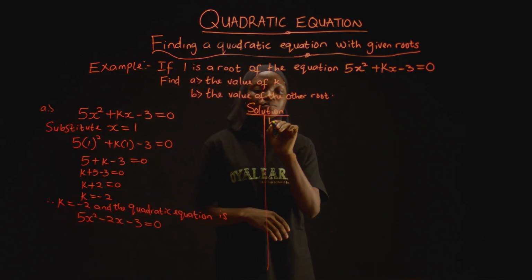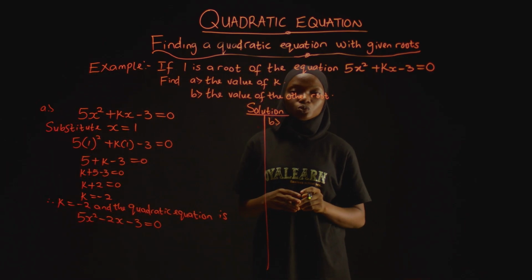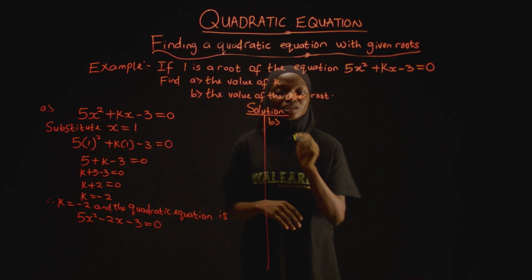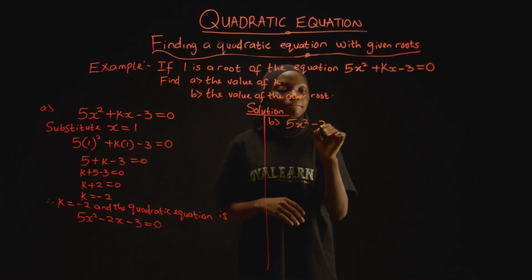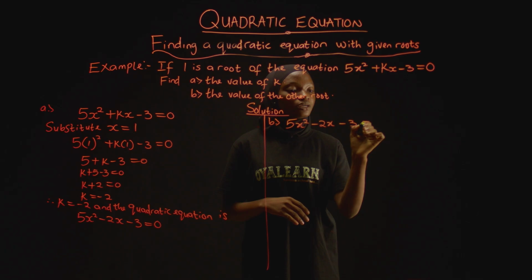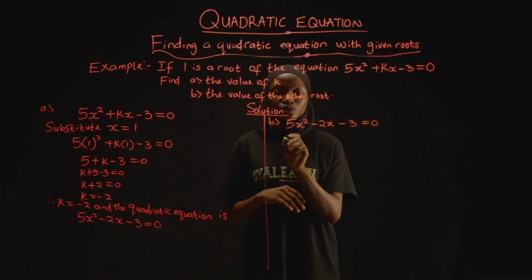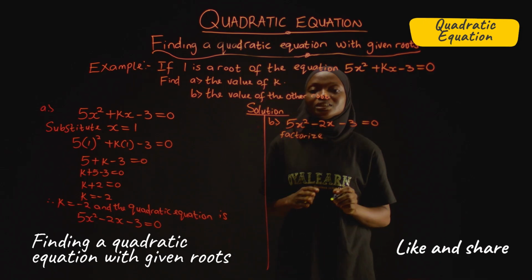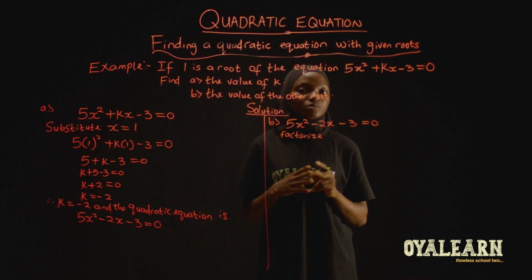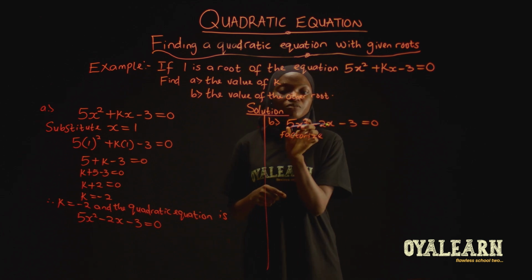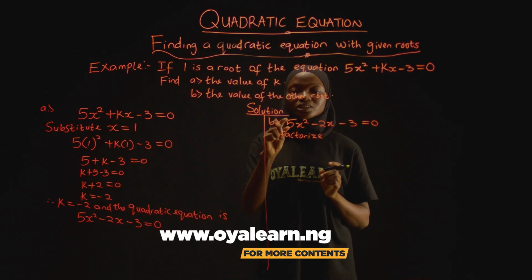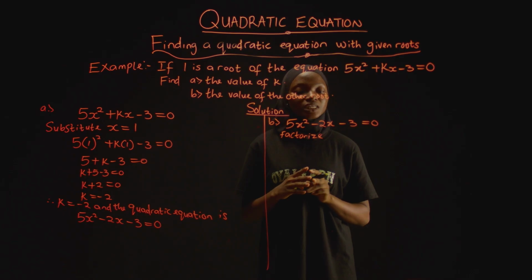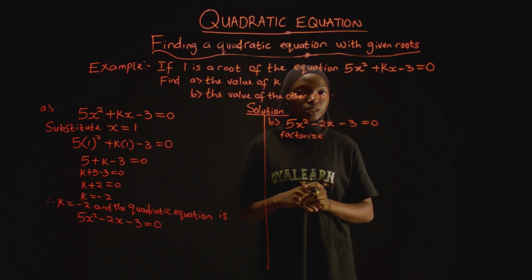Now for B, we have to find the value of the other root. To find that, we solve this equation normally to solve for the values of x. So we have 5x squared minus 2x minus 3 equal to 0. What we have to do first is to factorize. When we factorize this side, what we need to find are two terms such that their product will give us the product of the first term and the last term. And the product of the first term and the last term here is minus 15x squared. And the sum of those two terms must give us the second term here, which is minus 2x.